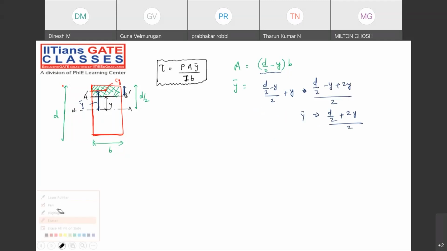Once you have the y bar value, what is the width of that cross section? The width of the cross section will be B only. Note down. Very, very important, guys.